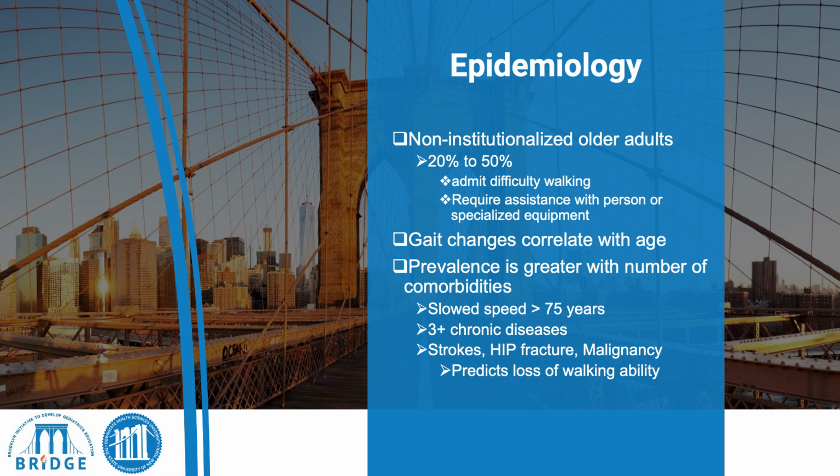Gait changes correlate with age, and the prevalence of gait abnormalities is greater with a greater number of underlying medical problems in the older adult. If the older adult has slowed speed, has 3 or more underlying medical problems or chronic diseases, or has had a stroke, a hip fracture, or any malignancy, it's a clear predictor of gait abnormality and loss of ability to walk.